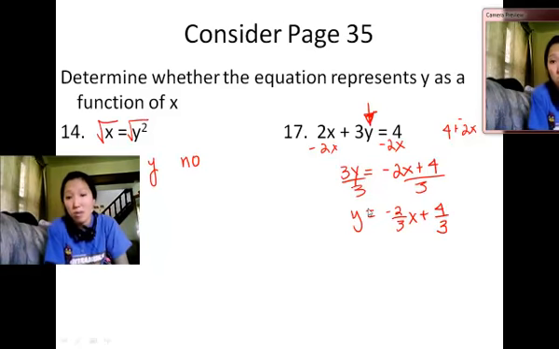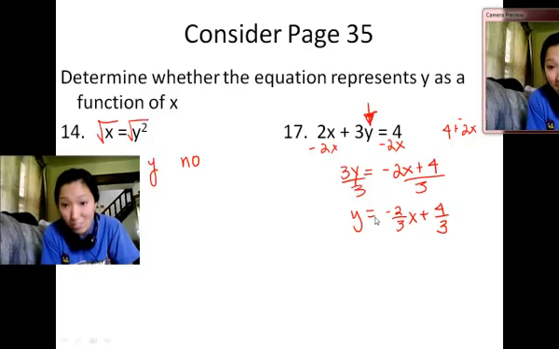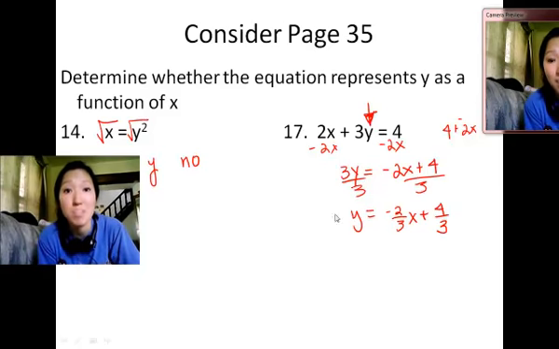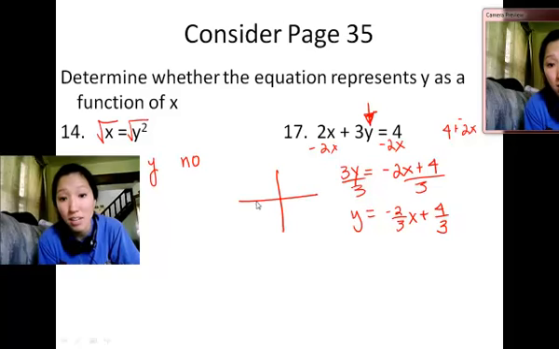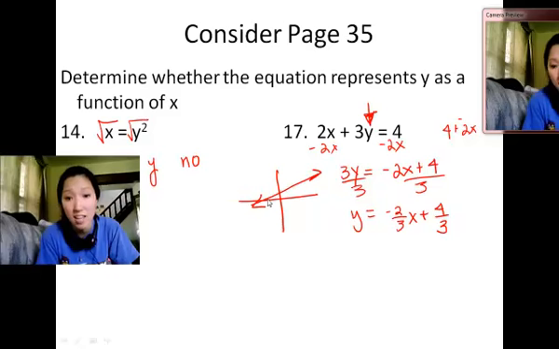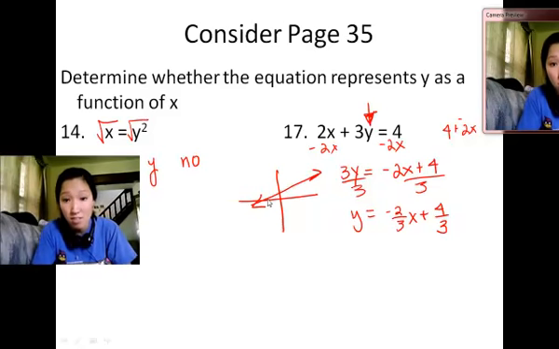This right here, we have no issues with plus minus. Hopefully you see this as y equals mx plus b. This would just be a line if you were to graph it, and this passes that vertical line test, and therefore it is a function.